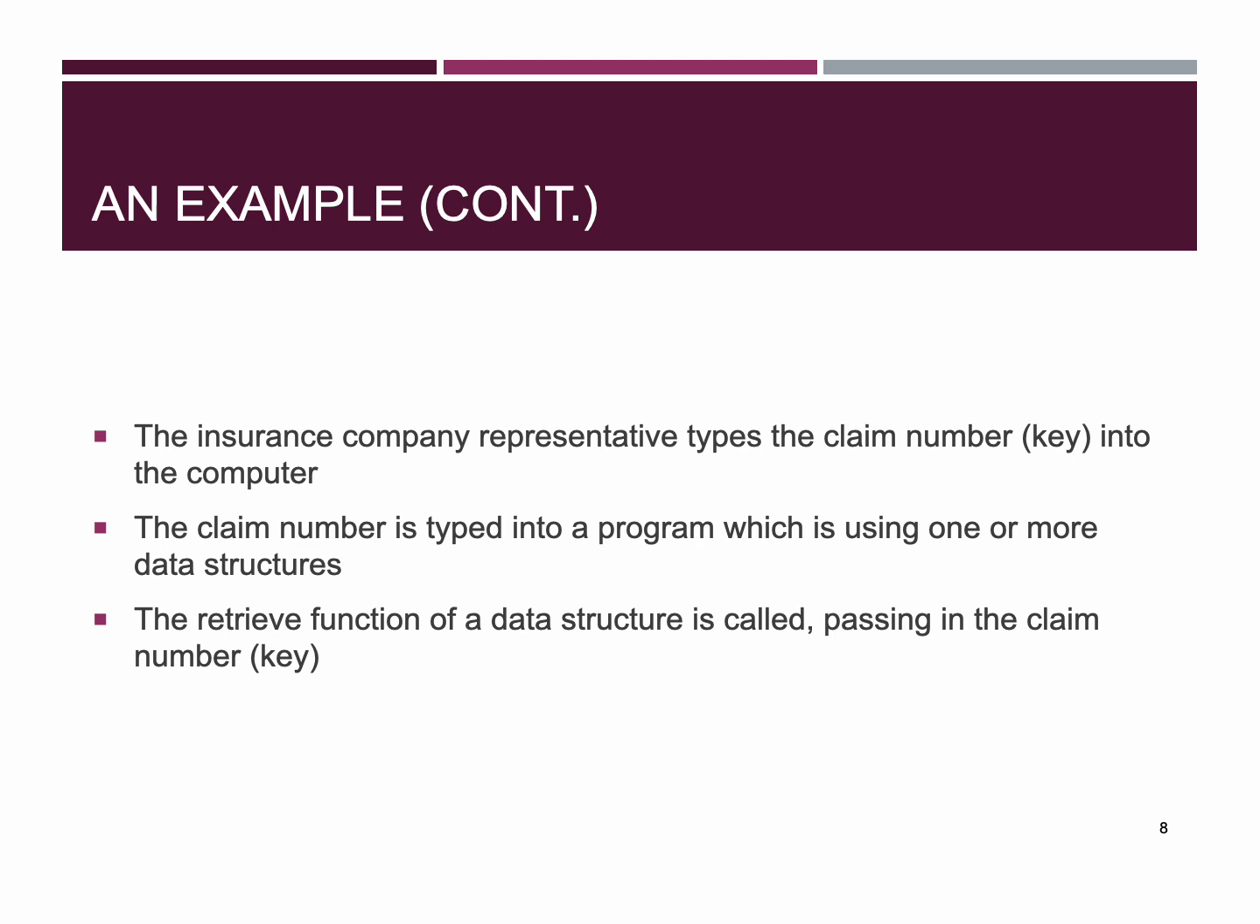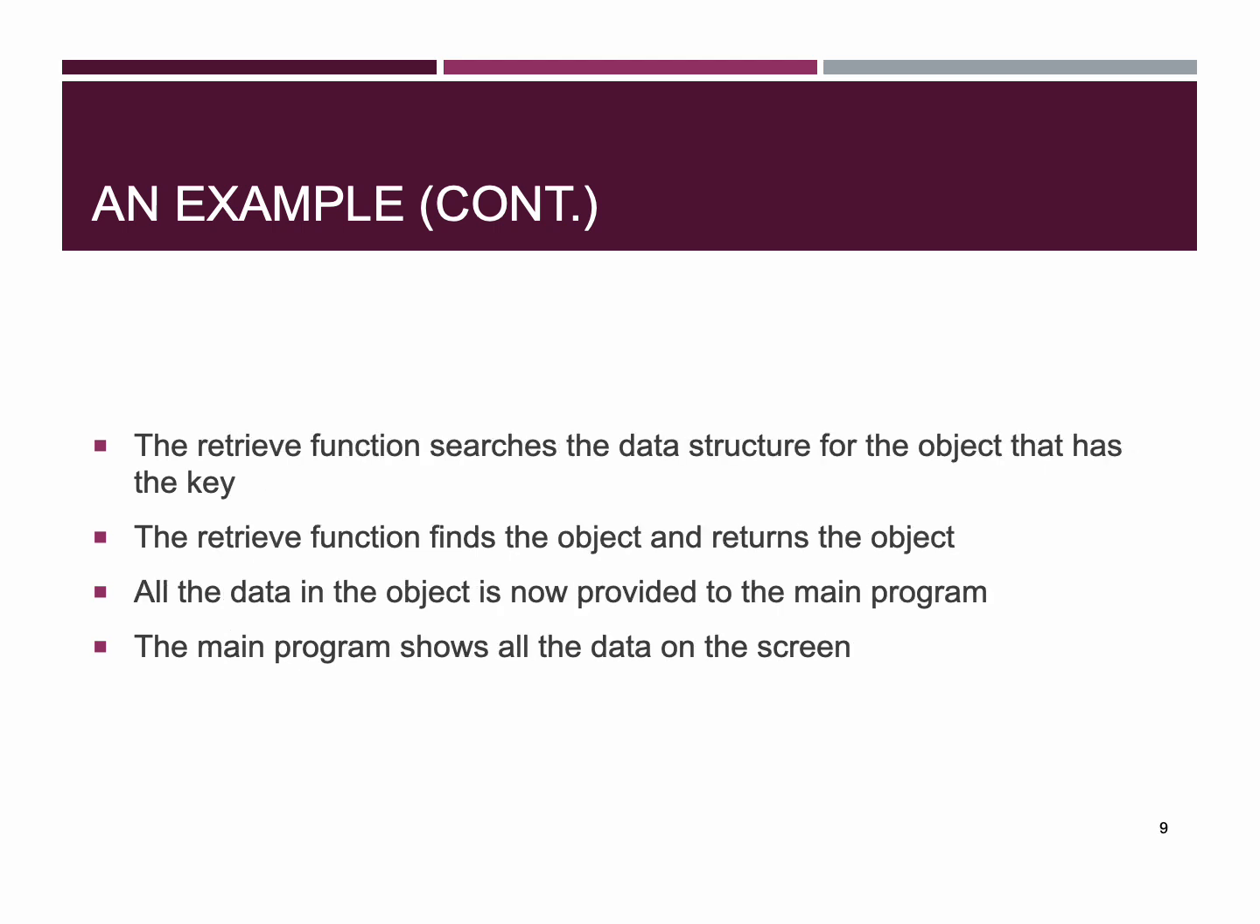Then the insurance company representative types the claim number key into the computer. The claim number is typed into a program which is using one or more data structures. The retrieve function of a data structure is called, passing in the claim number. Then the retrieve function searches the data structure for the object that has the key. The retrieve function finds the object and returns the object. All the data in the object is now provided to the main program.